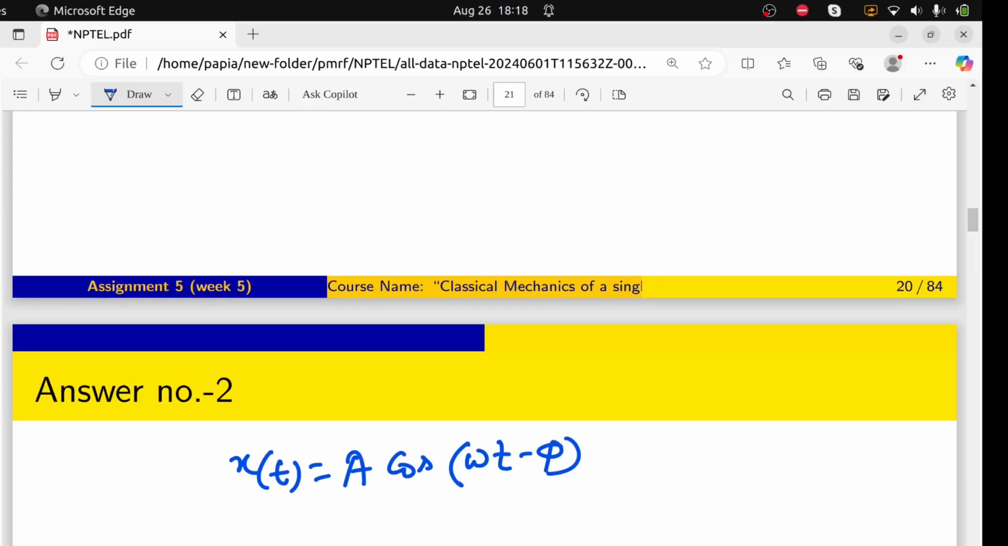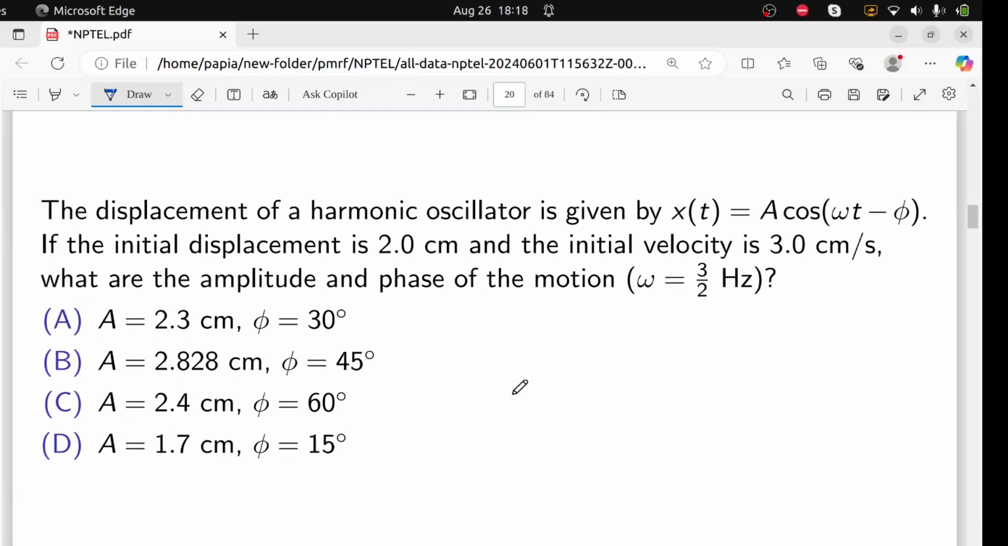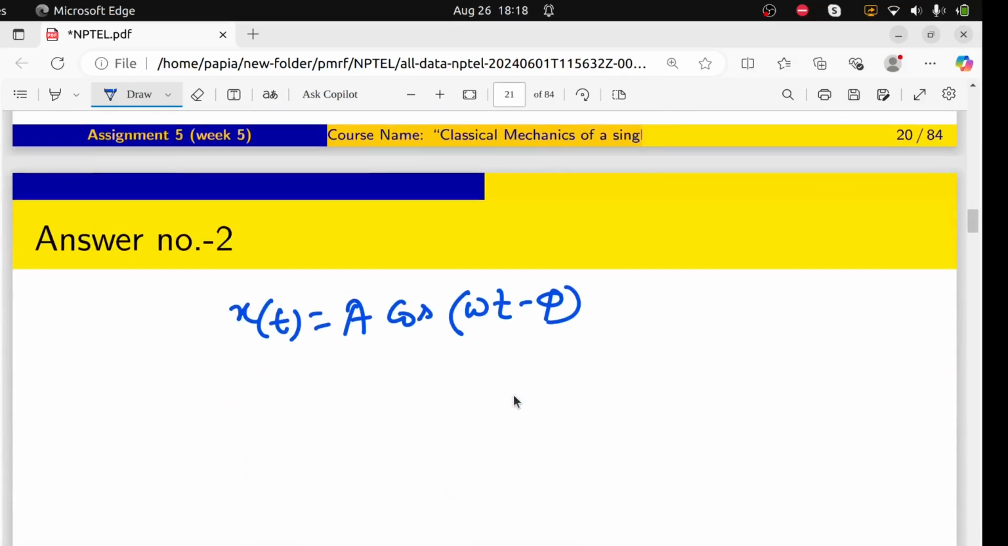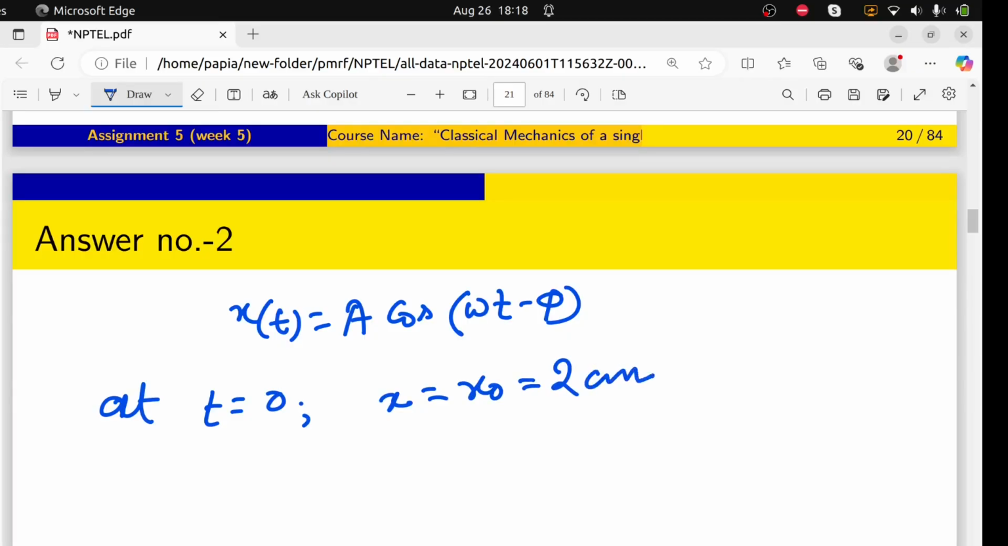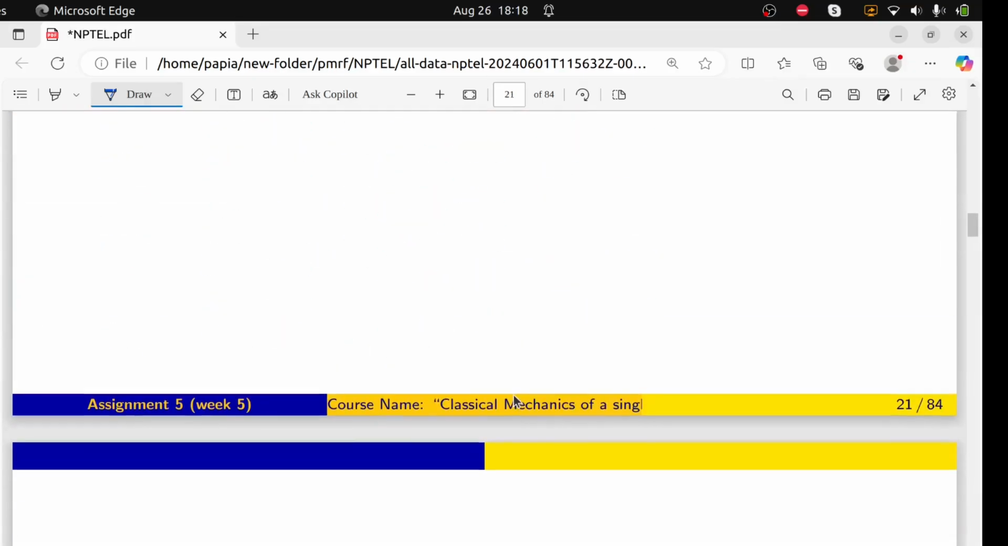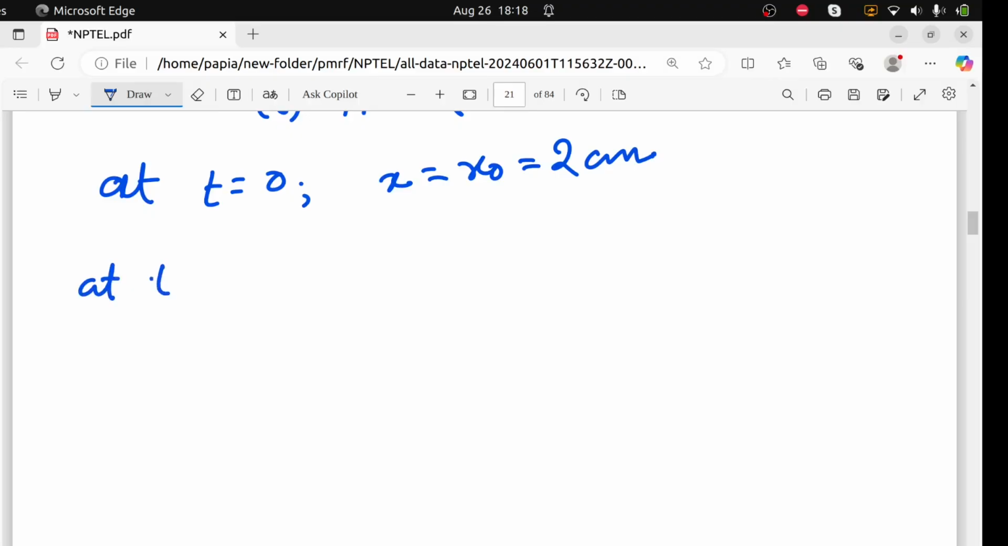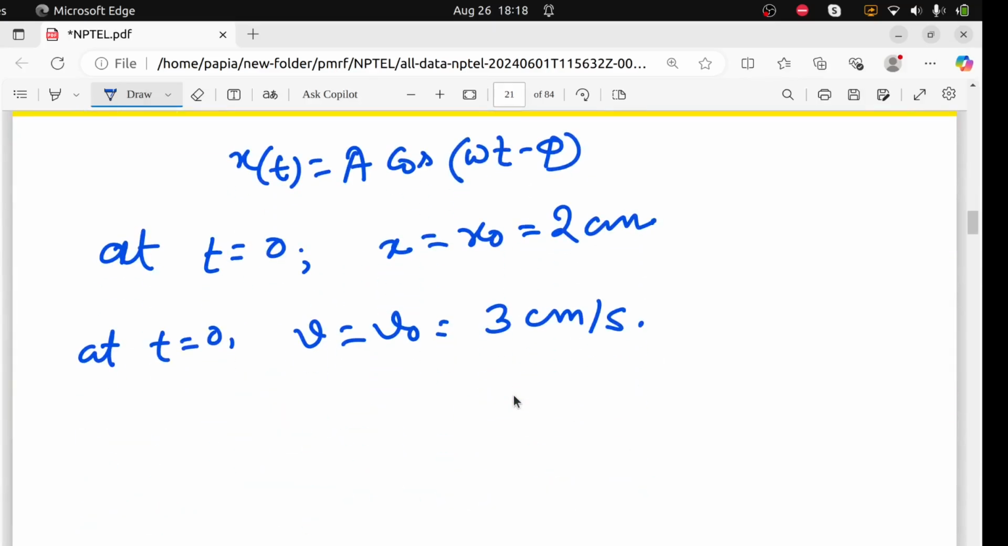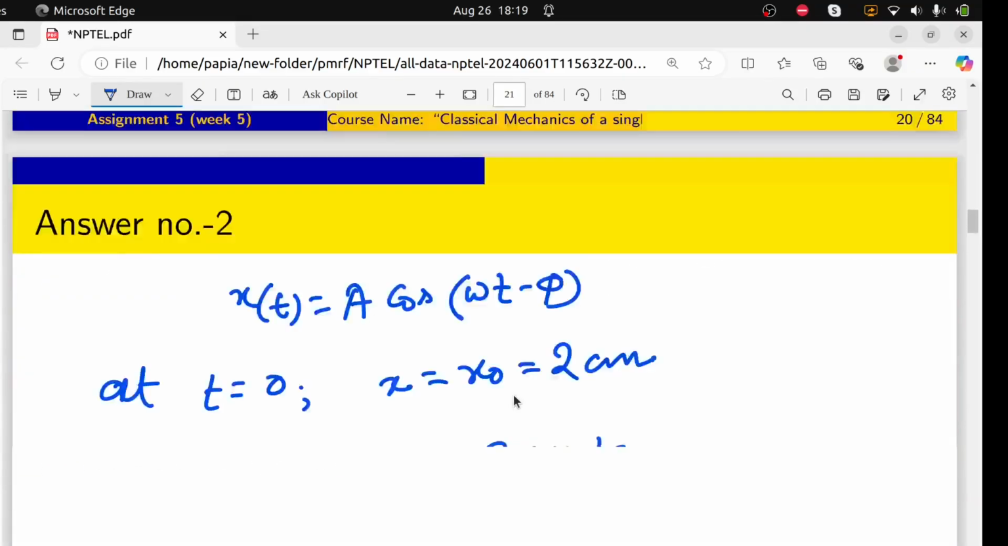Okay. Now, what are the conditions given here? The conditions are initial displacement is 2 cm. Initial displacement means at t equals 0, x is x0, which is 2 cm. Another condition is initial velocity is 3 cm per second. That means at t equals 0, v is v0, which is 3 cm per second. Omega is also given as 3/2. So they are asking what will be the amplitude and phase of the motion.